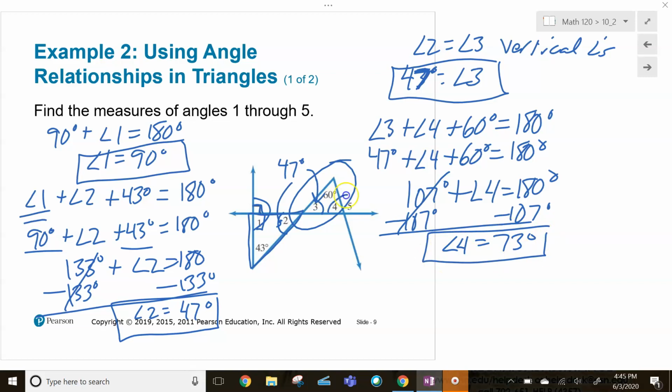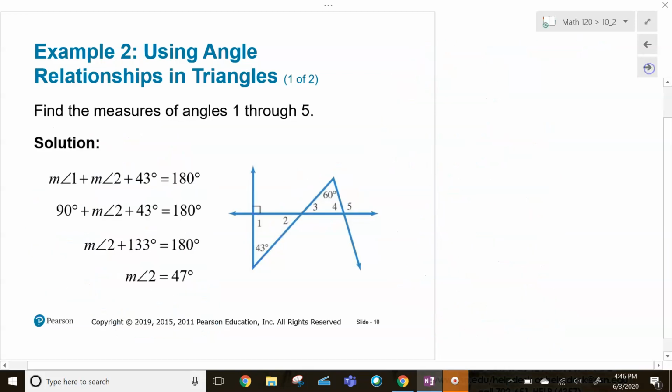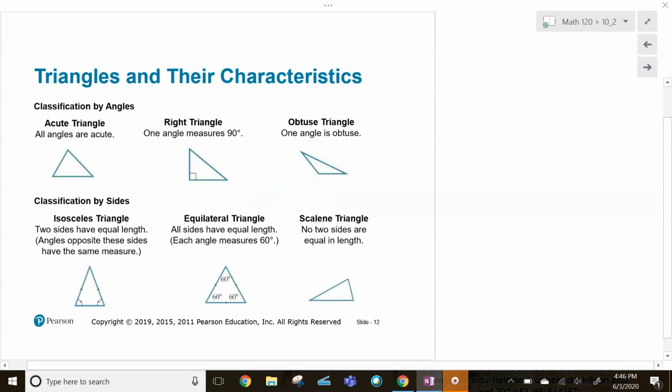And then finally, look at angle 4 and 5 right here. 4 and 5 are on that straight angle. So 4 and 5 add up to 180 degrees. And we know angle 4 is 73 degrees. So subtract 73 from both sides. And we end up with 107 degrees for that angle 5. That's just the work through there.